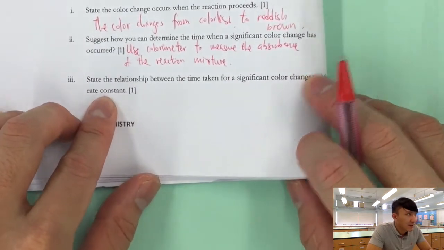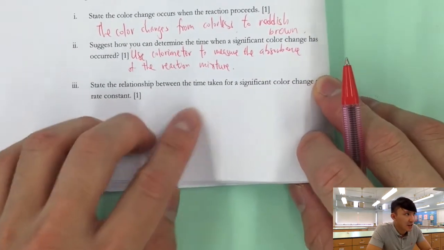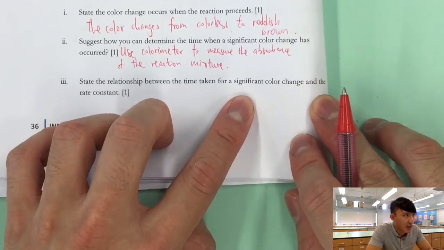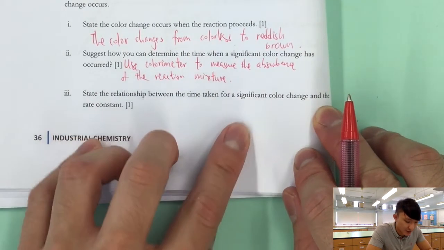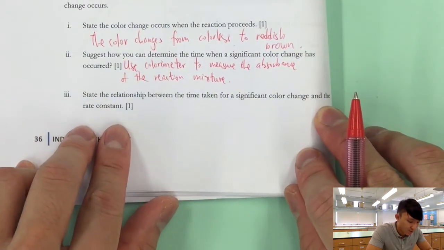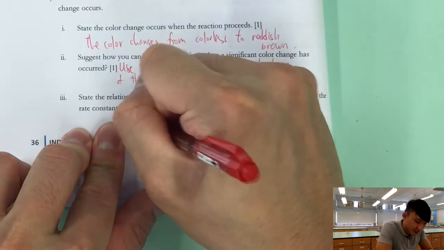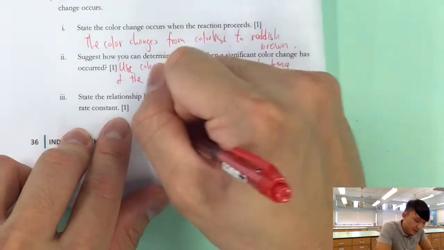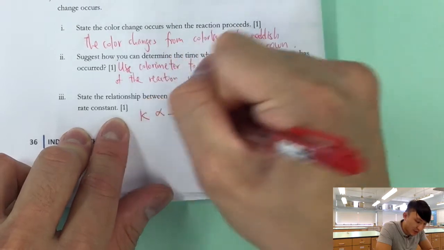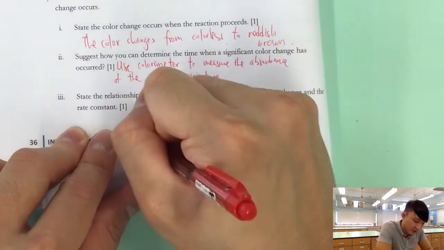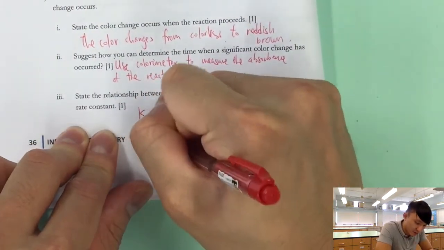Now, 3. State the relationship between the time taken for a significant color change and the rate constant. So, the rate constant, of course, is inversely proportional to the time it takes. So, inversely proportional.